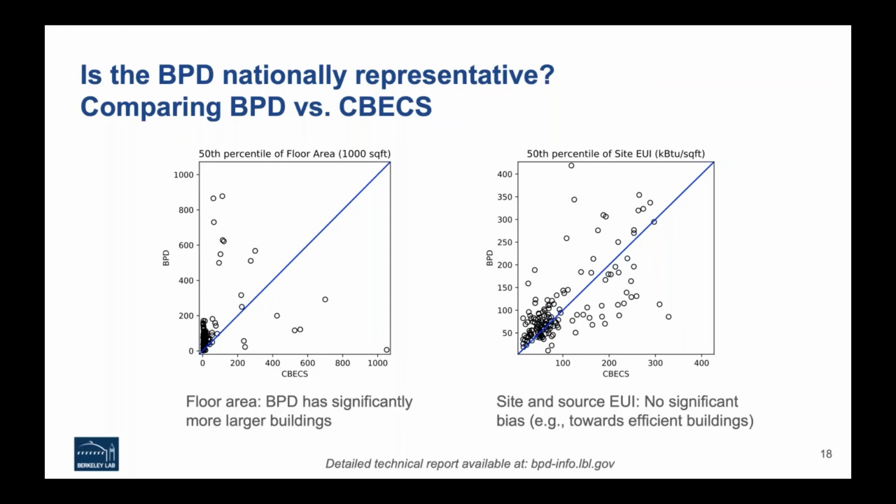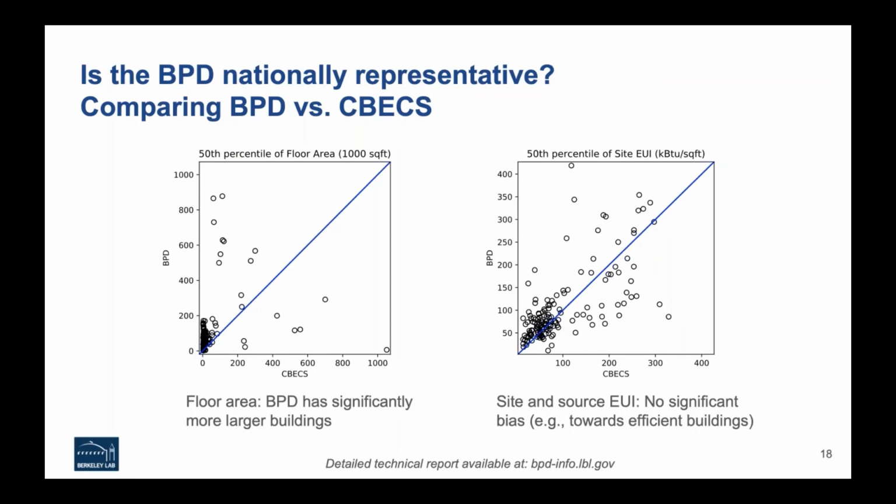The image on the right is essentially the same information, but for site EUI. Here, I guess the good news is that we did not find a significant bias. For example, some people thought that maybe we'd have more efficient buildings, but that's not necessarily the case, and we don't see that bias. Having said that, there's still a lot of scatter, as you can see in the plot. For some peer groups, the BPD may be showing more efficient buildings and some less.